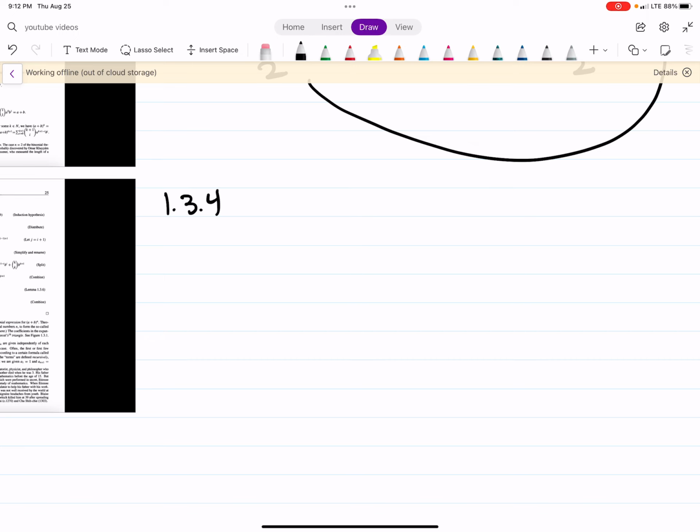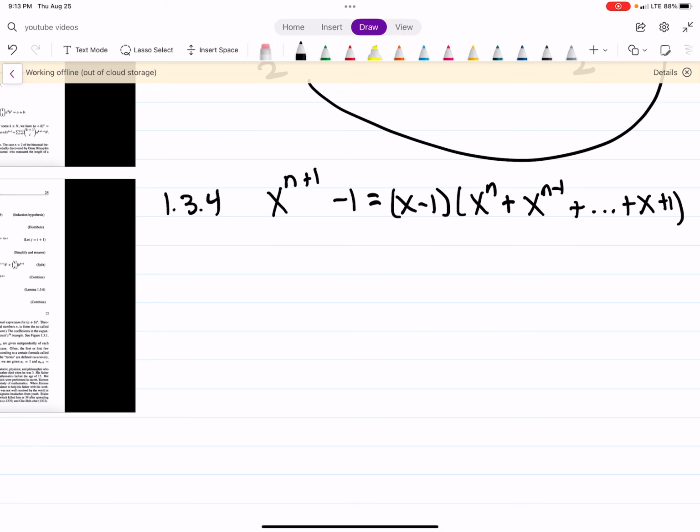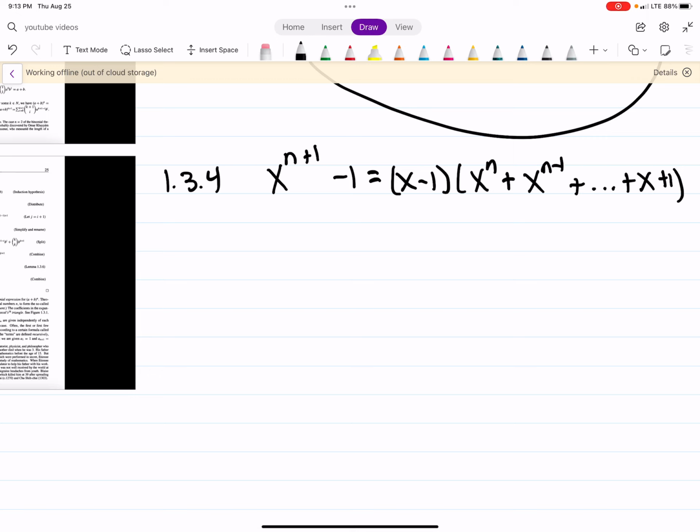1.3.4, tells us to prove this: x to the power n plus 1 minus 1 equals x minus 1 times x to the n plus x to the n minus 1 plus ... plus x plus 1. So that's what we need to show, and just like in the last example, the first step is to see what happens. This is your statement.